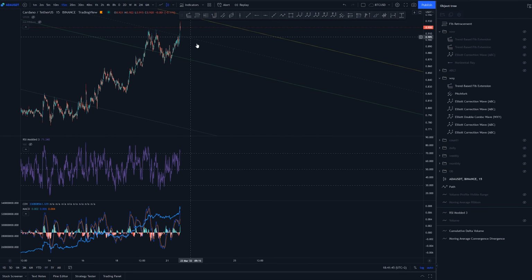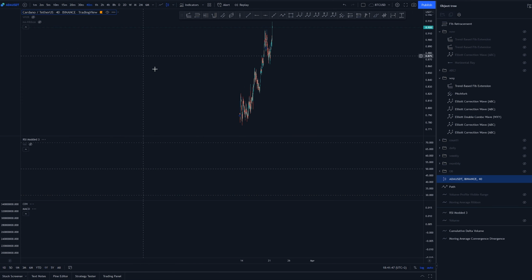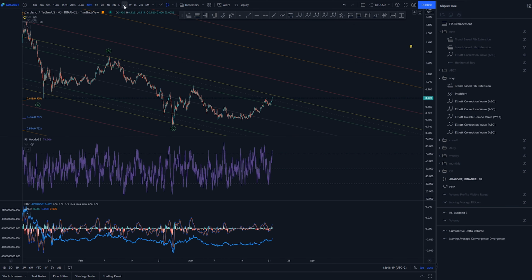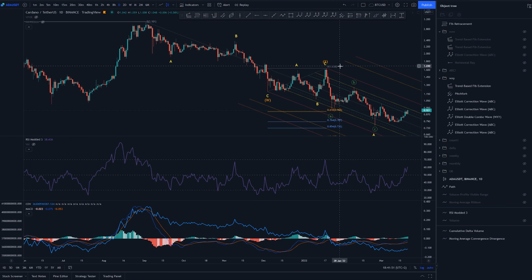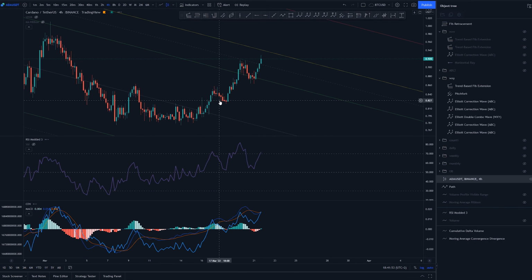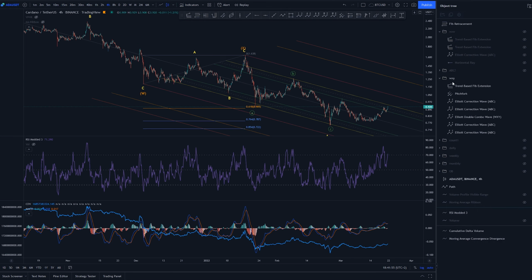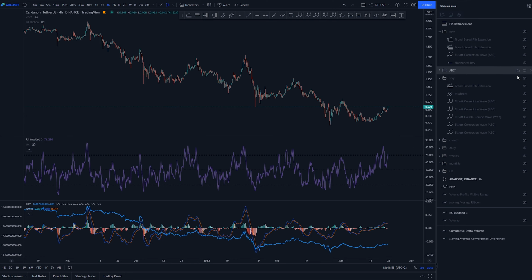Already come down a bit, but yeah, that is something that tells me that we still need to go down for more. Let's check this another one.